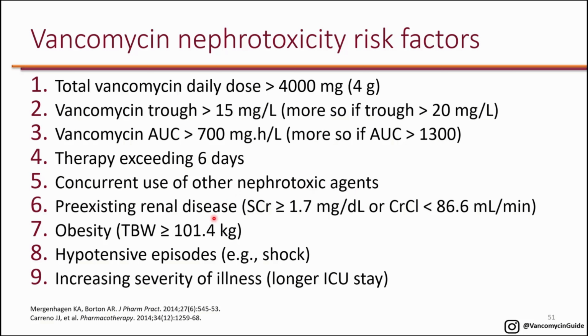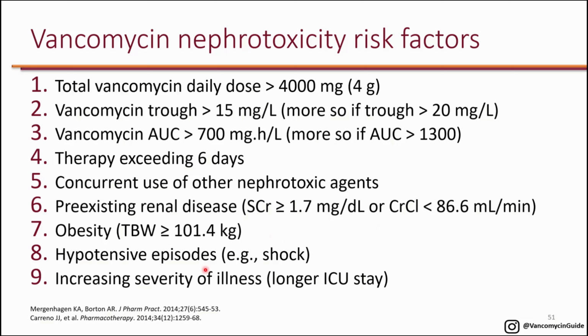Patients who have pre-existing renal disease, defined as a serum creatinine at baseline of 1.7 or higher, or a creatinine clearance of less than 86.6. So these are risk factors. Obesity was also a risk factor, defined as a total body weight of 101. The way they came up with these numbers is that they did logistic regression, and they found a statistically significant correlation between these and nephrotoxicity.